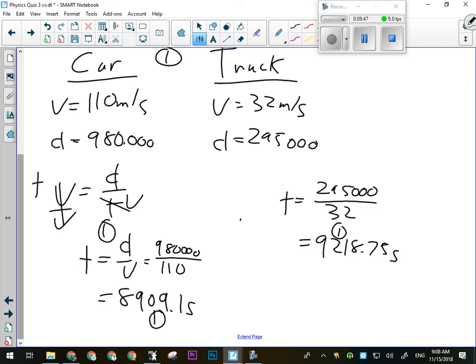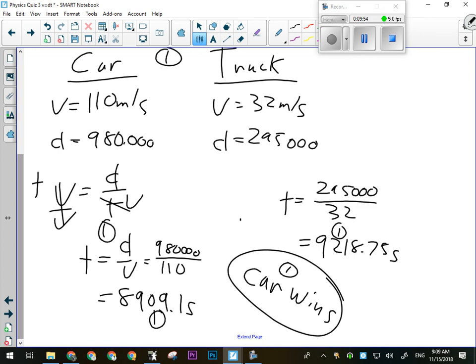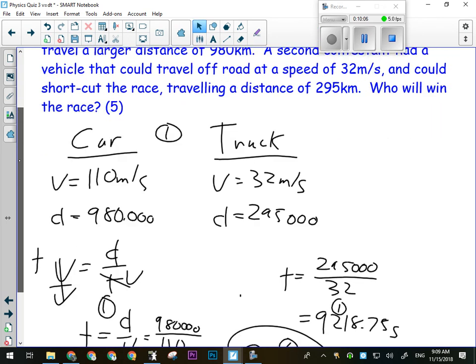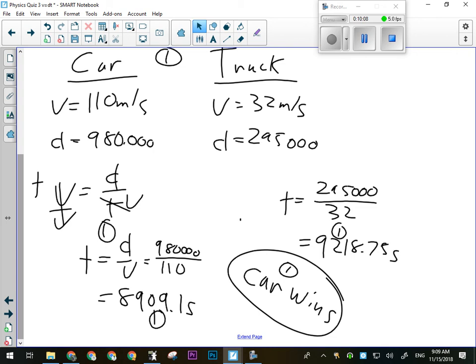The 5th mark is for saying car wins, because that is, after all, what the question asked. Which one will win? You do need to indicate which one will win. The car will win because it takes less time. All right, so that quiz is out of 12. So give him a mark out of 12, let him see it, and then a nice neat pile of them right here, please.